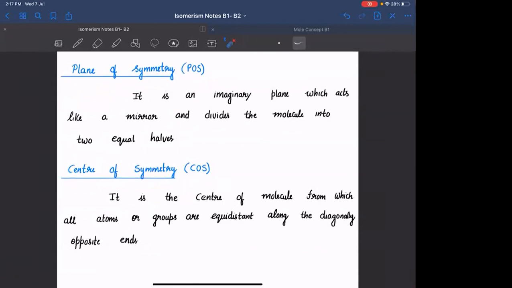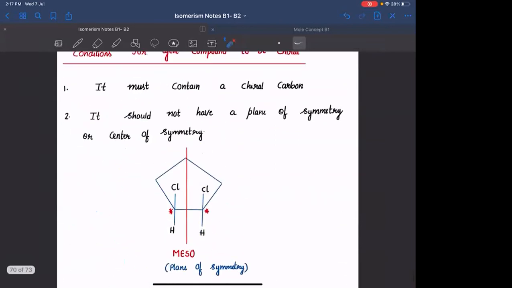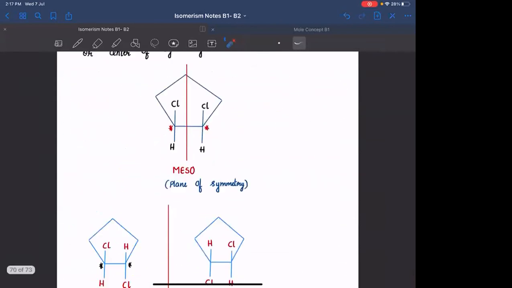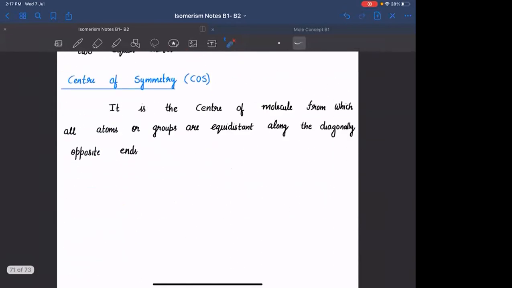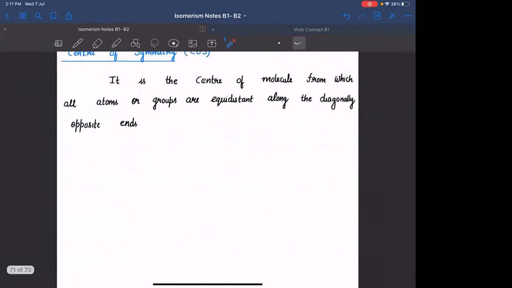Okay. What is plane of symmetry? It is an imaginary plane which acts as a mirror and divides the molecule into two equal halves. Okay. Let us understand what is meant by center of symmetry. It is the center of the molecule from which all the atoms or groups are equidistant along the diagonally opposite ends. This is how we check for the center of symmetry in case of molecules. First, let us understand what is meant by center of symmetry.